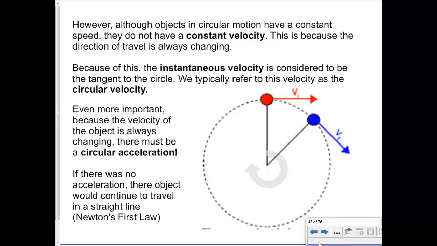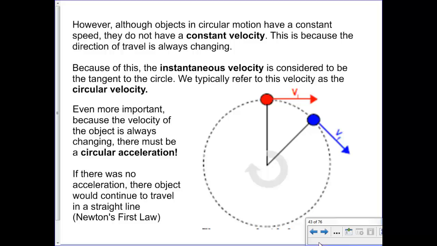Okay. Although objects in circular motion have a constant speed, they don't have a constant velocity. Pause for a second there. What's the difference between speed and velocity? Velocity has a direction. Okay. When you're going around in a circle, it might always be going 5 meters per second, whatever that speed is. But the direction that the thing is traveling is always changing. It has to be, because it's going in a circle.